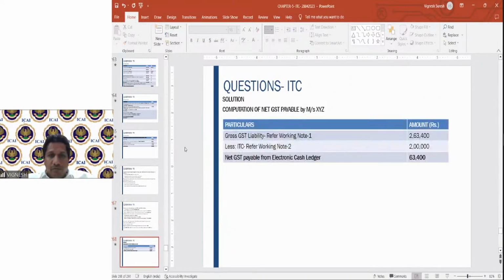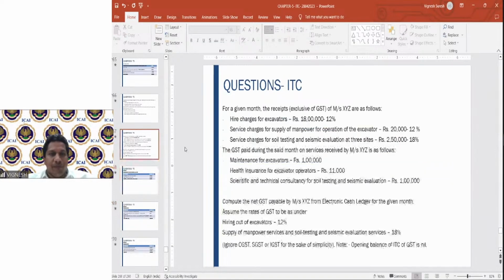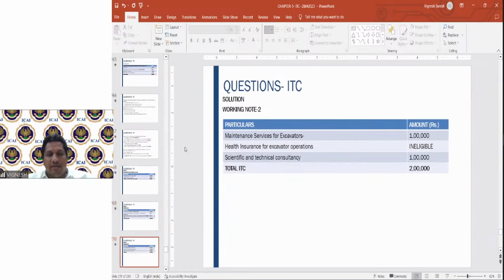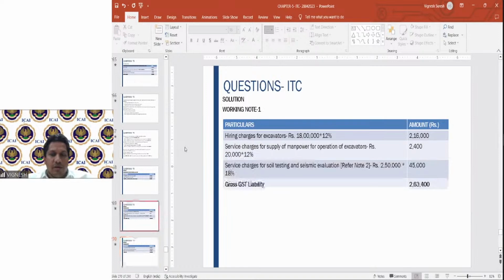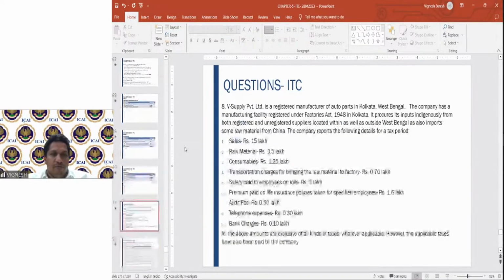Fine. So gross GST liability, very simple, 18 lakhs into 12%, 2,16,000. Service charges 20,000, 12,000, 2,400. Service charges for soil testing, seismic 45,000. Gross GST liability is 2,63,400. And ITC here will be 2 lakh rupees. What we have taken here, no need of CGST, SGST, IGST is perfect. Net GST payable is 63,400. Very simple problem. I hope you understood the same.